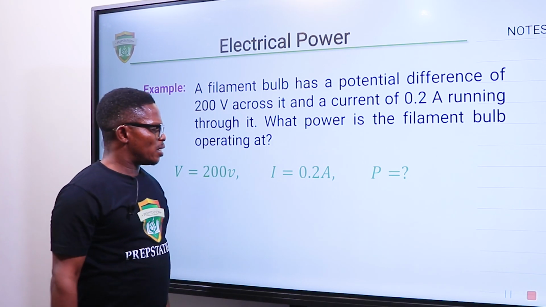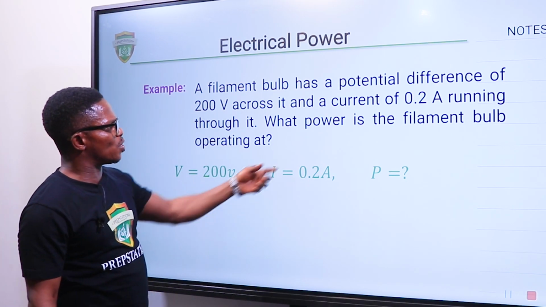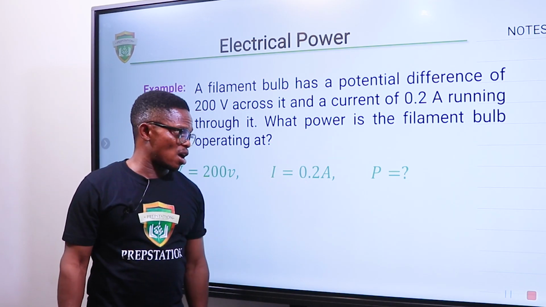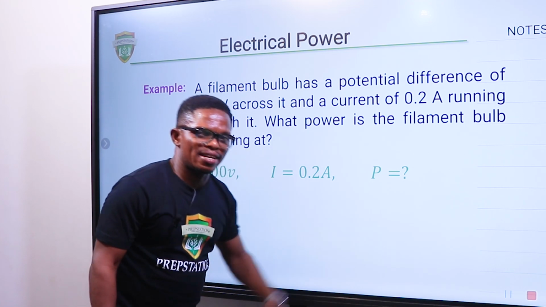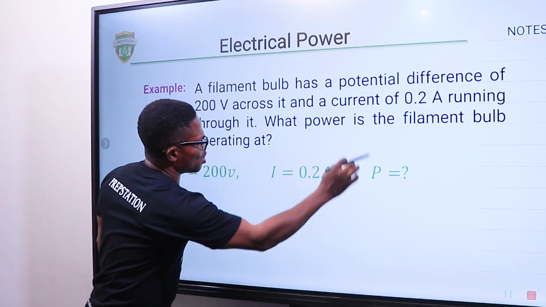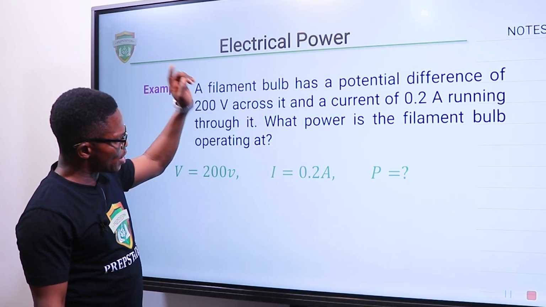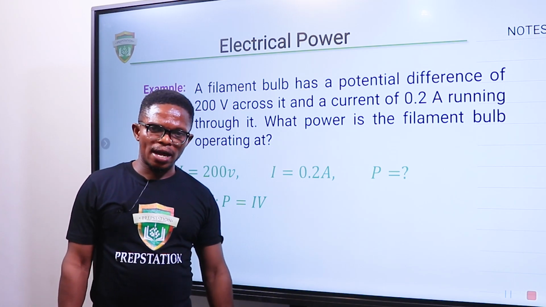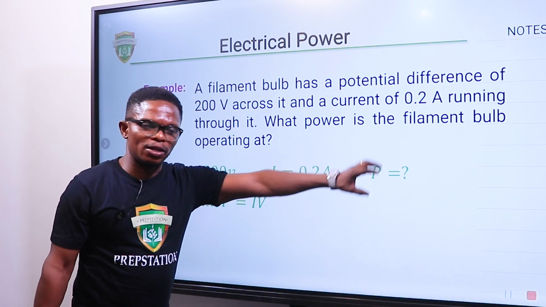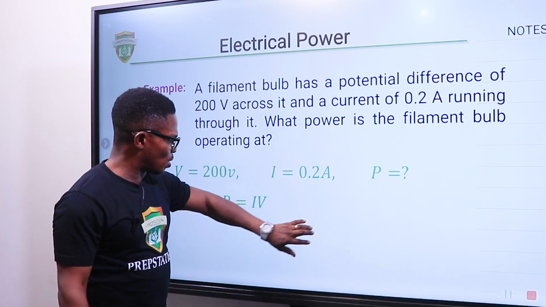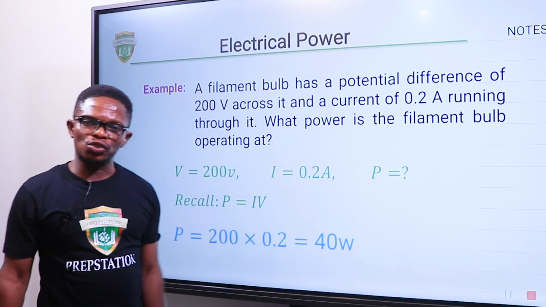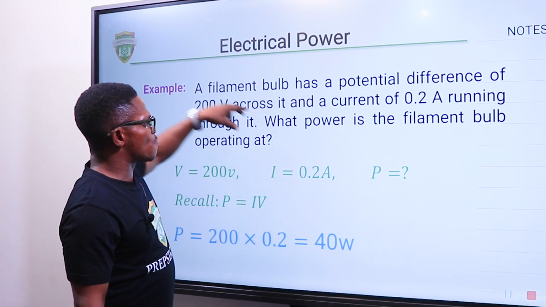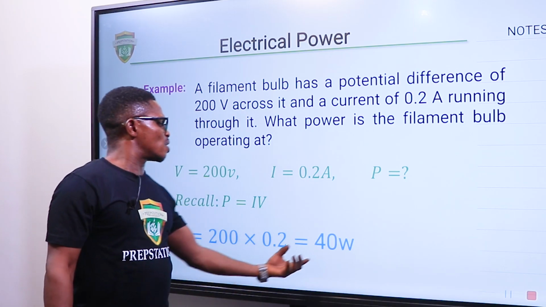So list out all the parameters. V was given as 200 volts. I was given as 0.2 ampere. So we are looking for power. Then ask yourself, which formula relates power, current, and voltage? Bring up the formula that I gave you before now. Recall, P equals IV, right? Substitute these values into the formula to calculate the power. So that is how to solve it. A simple filament bulb at home that consumes 200 volts at 0.2 ampere will be rated 40 watts.